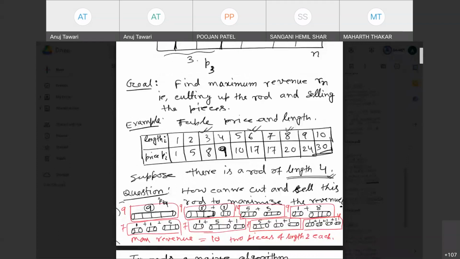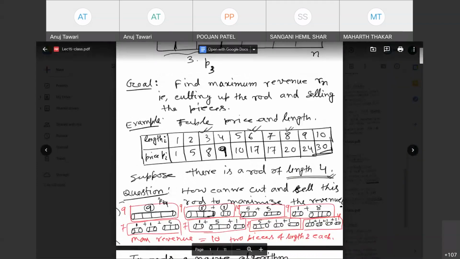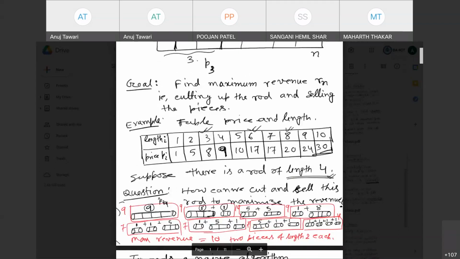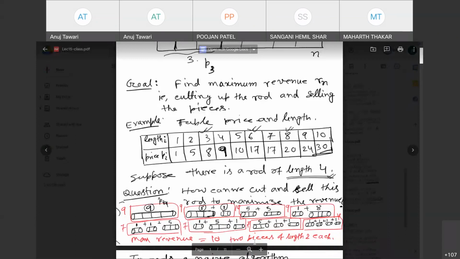What are the different ways to cut this rod? Either we don't cut it at any point. So this is a rod of length 4 and the total cost is 9. Otherwise, we can cut it into two pieces, one of length 3, one of length 1, and we just add the two revenues, 8 plus 1, again 9. Otherwise, two pieces, one of length 2, the other also of length 2, and what we get here is 5 plus 5, so it's 10.